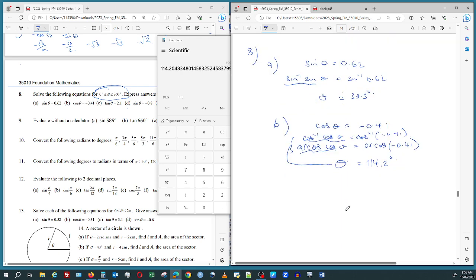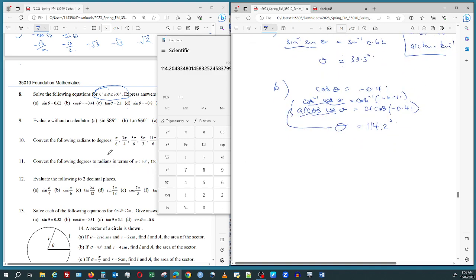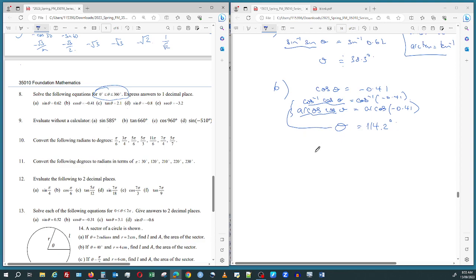Very straightforward. Don't be concerned about arc cos, arc sine. They all mean the same thing. Arc sine is equal to sine to the minus 1. Arc cos is equal to cos to the minus 1. Arc tan, if you see it, equals tan to the minus 1. So some curriculum systems like to use one or the other. They're the same. So don't be bothered by that at all.